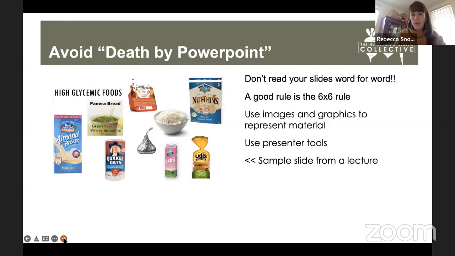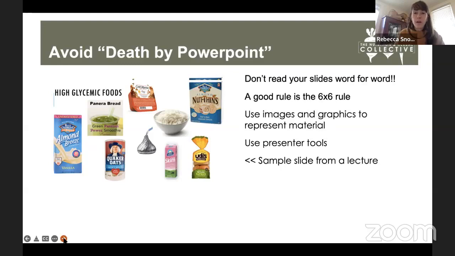Avoid death by PowerPoint. Love this term, death by PowerPoint. Everyone's been in that talk where people are just reading off the slide and you're so bored, and you could take a nap. So we definitely don't want to do that. We don't want to read the slides.